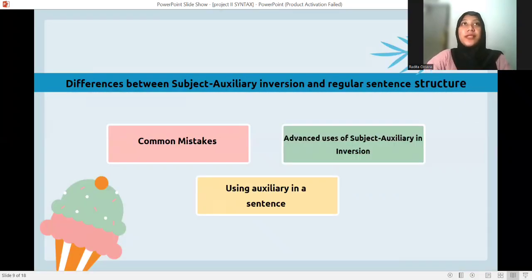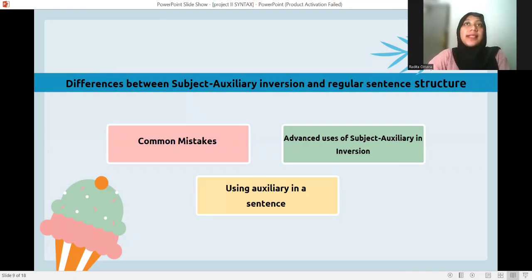Next is the difference between subject-auxiliary inversion and regular sentence structure. The first is common mistakes. A common mistake when using subject-auxiliary inversion is forgetting to use the auxiliary verb. For example, "Going to the store." The sentence is incorrect because it is missing the auxiliary verb.